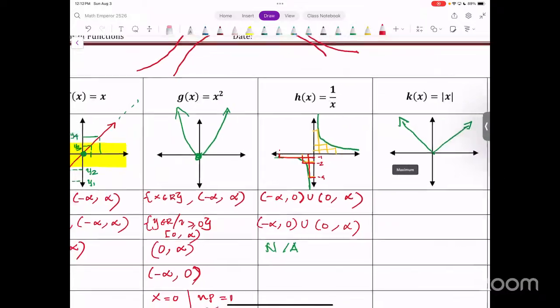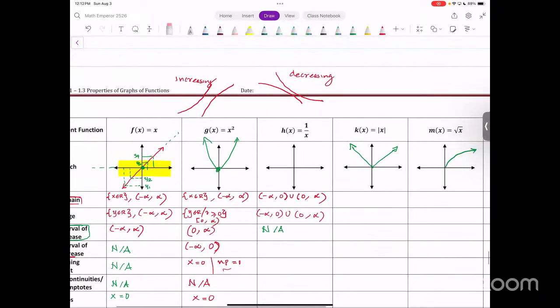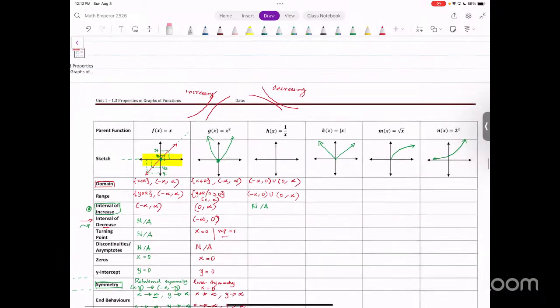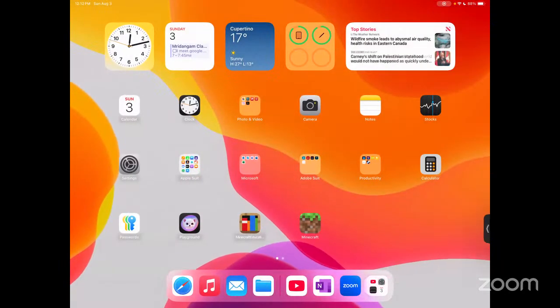Oh, my red line, how come it's not reflected? That's kind of weird. I drew the red marks. Let me erase this. Is that being frozen? I'm sharing my screen. Let me stop sharing and reshare it. Okay. Start broadcast. All right. Now going back to my screen.